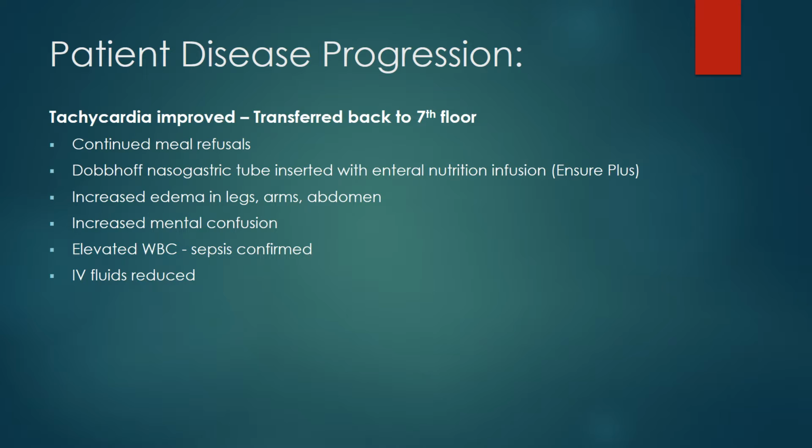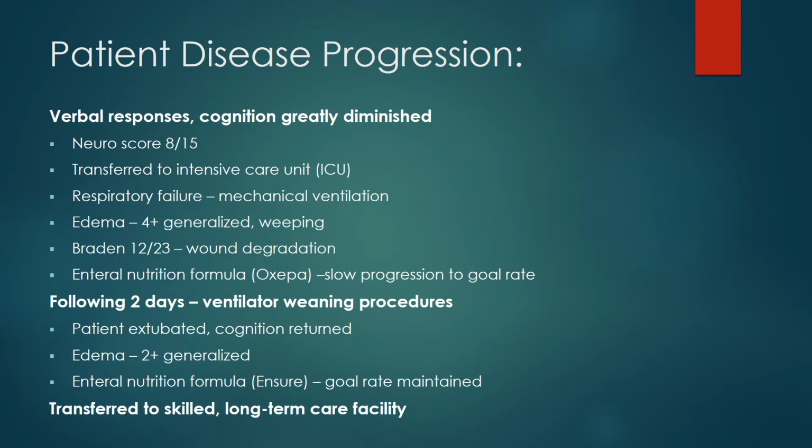nasogastric tube inserted. And she started to have increased edema in her legs, her arms, and her abdomen. She started to become mentally confused, so the suspicion for encephalopathy began to be a concern. Her white blood cells were elevated, and at that point they cultured and sepsis was confirmed. And then they reduced her IV fluids to make sure that she was not on overload from fluid intake at that point.